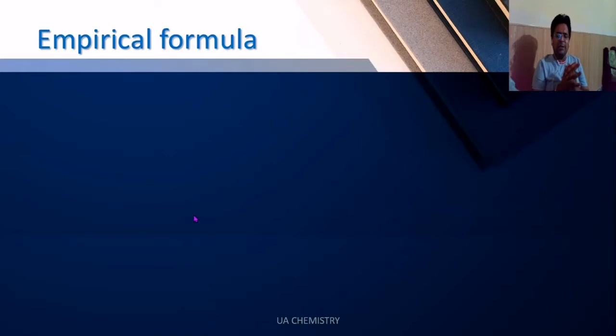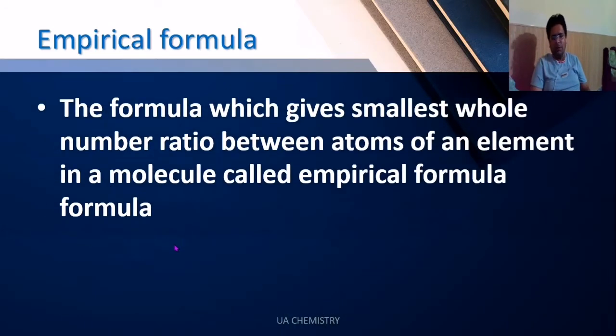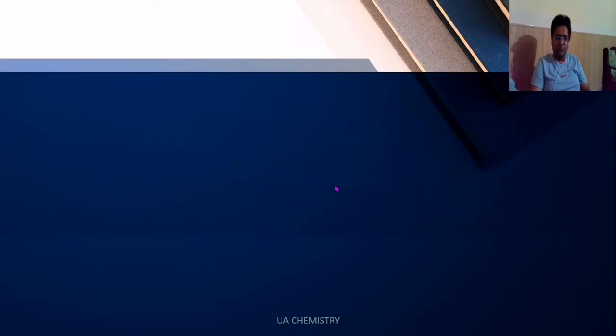Few substances have the same empirical formula and molecular formula. Those are sulfuric acid, water, phosphoric acid. They have the same empirical formula and molecular formula. But what is the empirical formula? That formula which gives us the smallest whole number ratio between the atoms of elements present in a molecule, present in a compound, is called the empirical formula, the simplest whole number ratio.